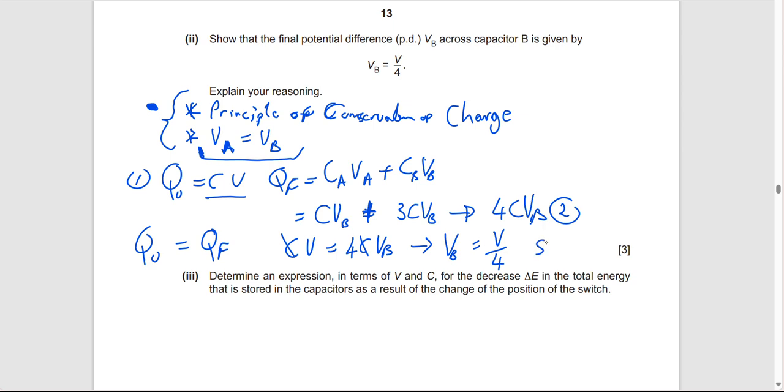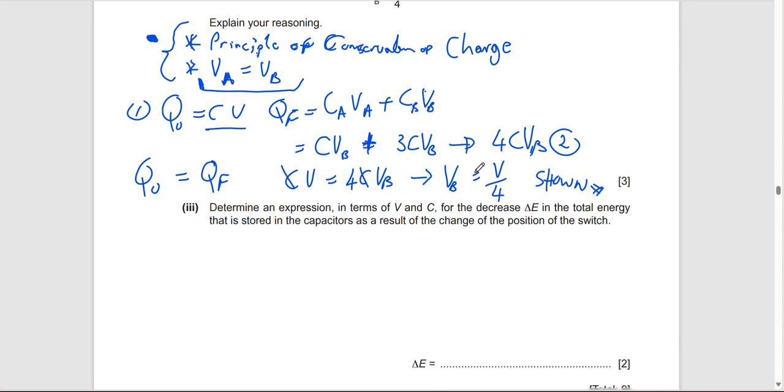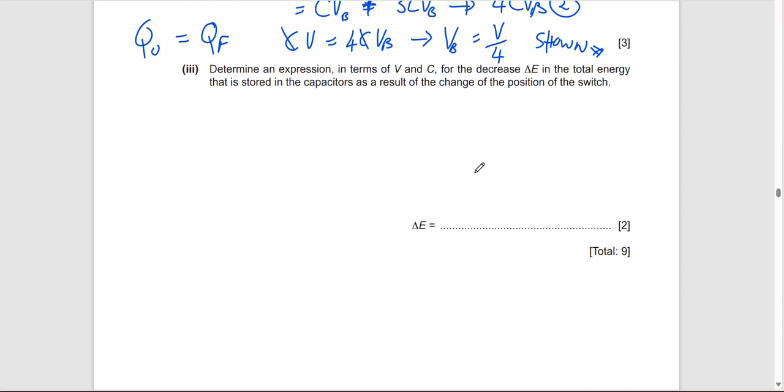And we've shown that VB is equal to a quarter of V. Next question. Determine an expression in terms of V and C for the decrease E in total energy that is stored in capacitors as a result of the change of the position of the switch. Remember, some of the energy is lost due to the resistance in the conductors. That is the delta E.